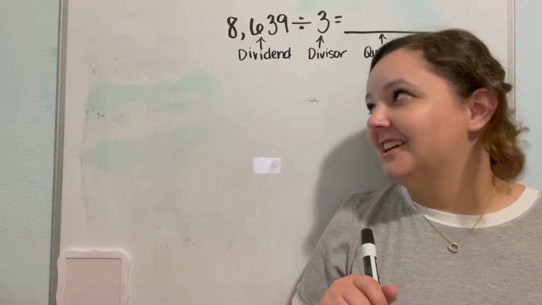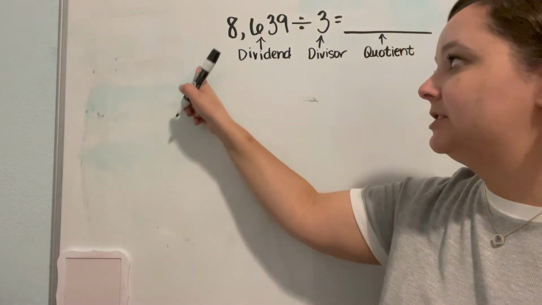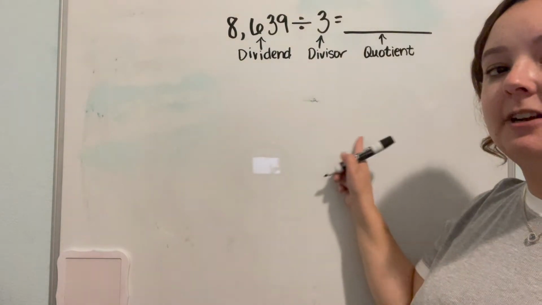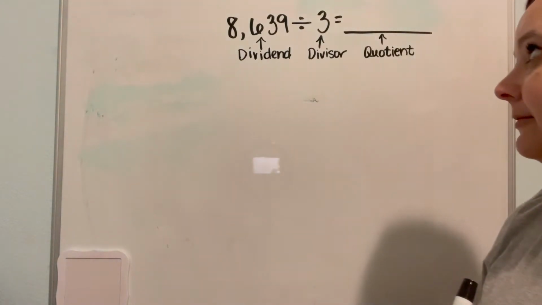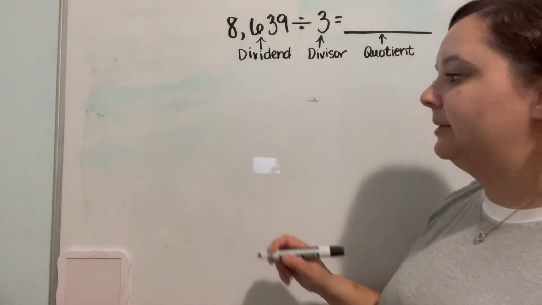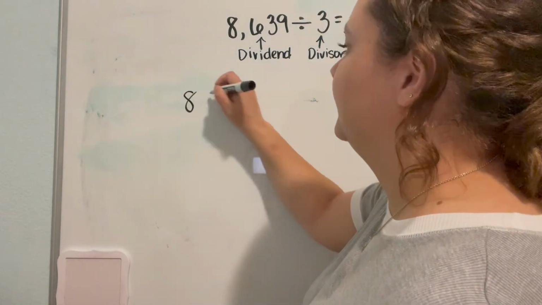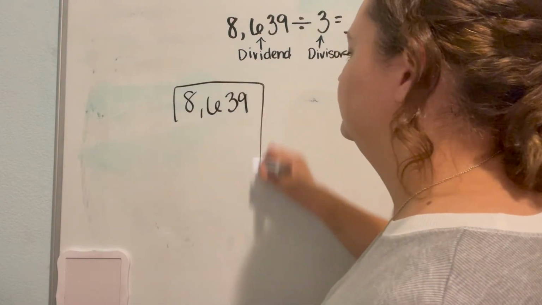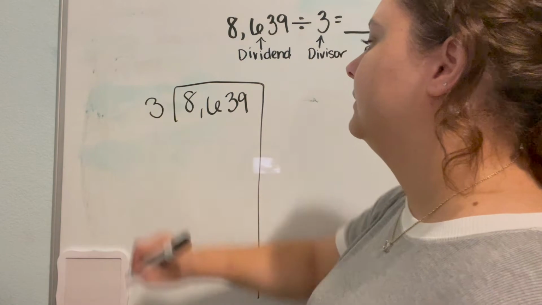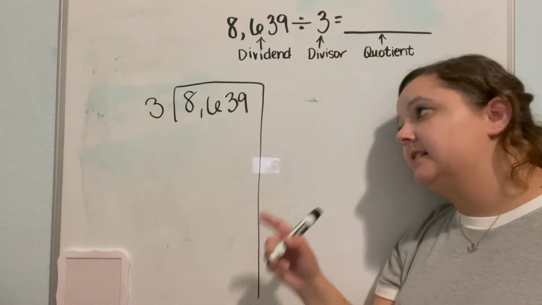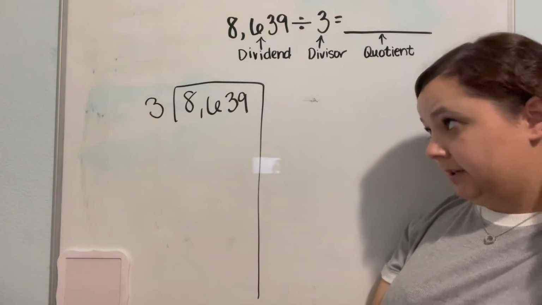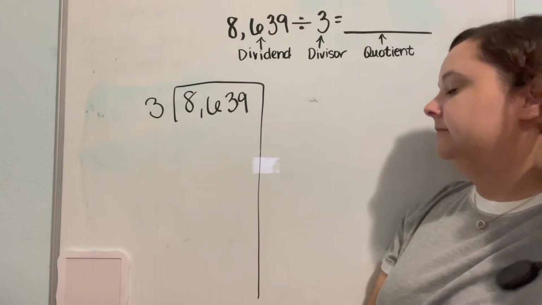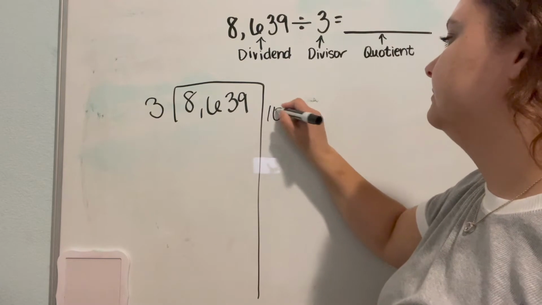All right, let's go ahead and check. So on this side, I'm going to do the magic 7 or partial quotients, and right here, I'm going to do standard algorithm. So we have 8,639 divided by 3. So I'm going to go ahead and set it up. I want to get as close to 8,639 as I can. So I'll multiply by 1,000. I'm going to put my multiple on the side.